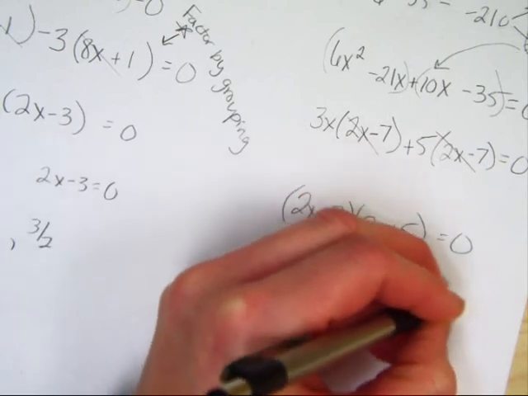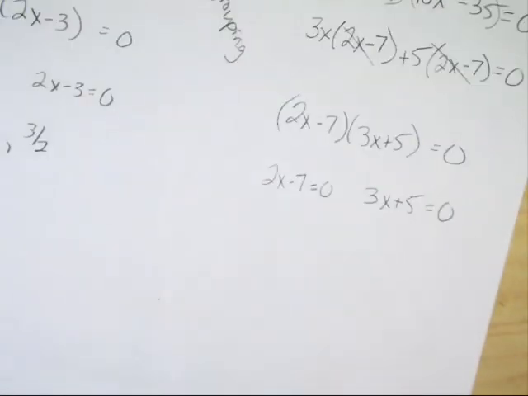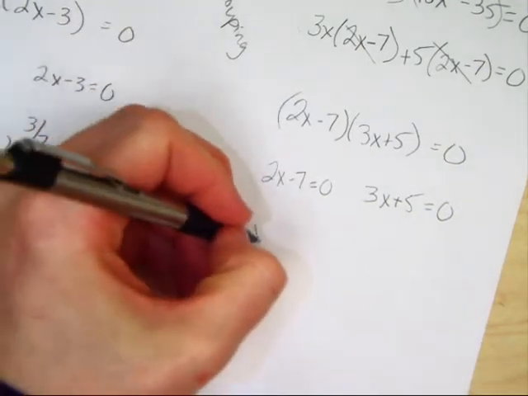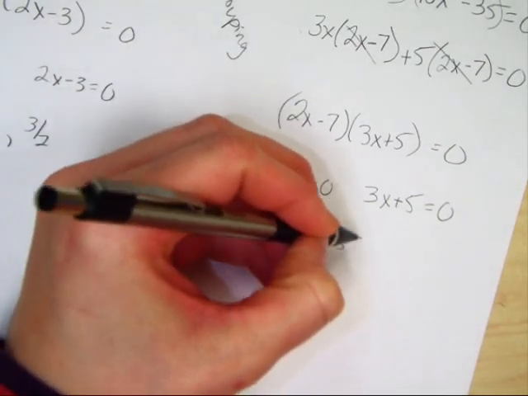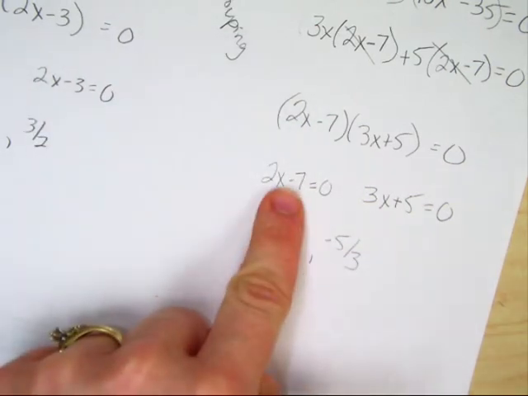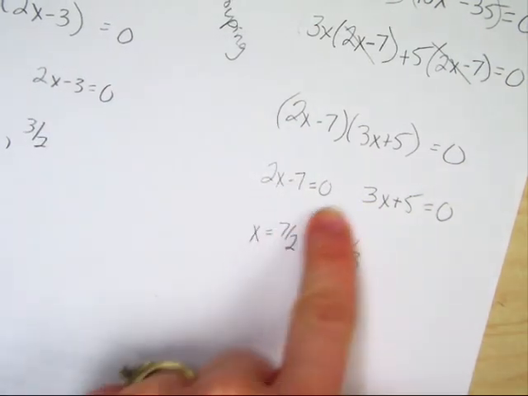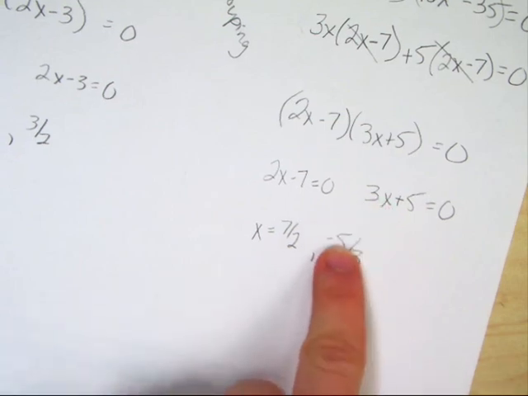I don't care if you guys use this book way. I don't care if you use the guess and check way. All that I care is that you have your own method to correctly factor. So in this one you add 7, divide by 2, 7 over 2. This one you subtract 5, divide by 3, negative 5/3.